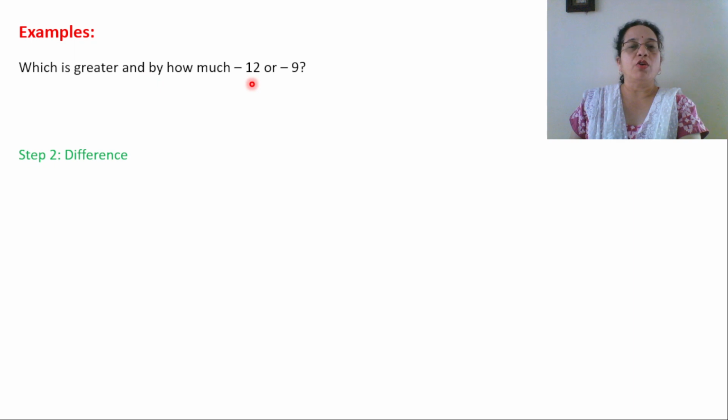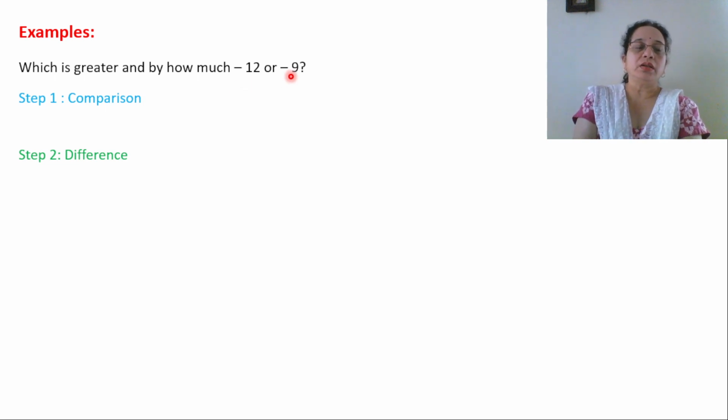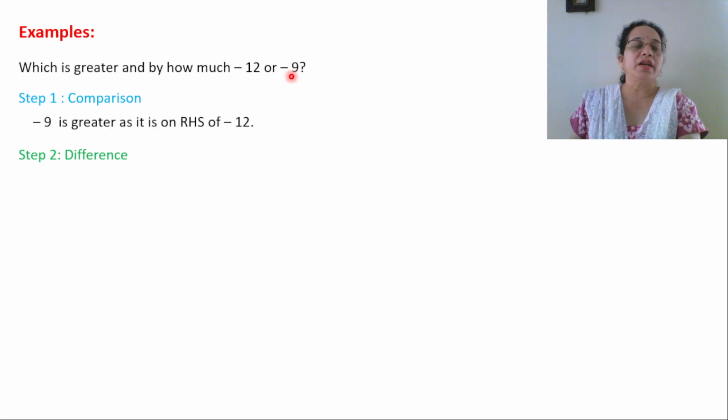Which is greater and by how much: minus 12 or minus 9? Step 1, comparison. Which one is greater? Always your right hand side number is greater. Minus 9 is on the right hand side, so minus 9 is greater. Now step 2, find the difference. How to find the difference? Greater number minus smaller number. Which number is greater? Minus 9, so minus 9 is there, then this minus sign, and the smaller number. Which is the smaller number? Minus 12. The number goes with its sign.